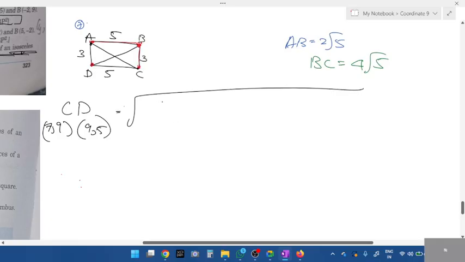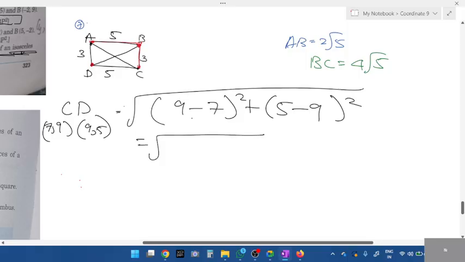Then you don't even have to write the formula. Just directly substitute the values: x2 minus x1, y2 minus y1. Okay, tell me the direct answer, all of you. What is 7 minus 9 minus 7? 2. What is 2 square, students? 2 square is 4.